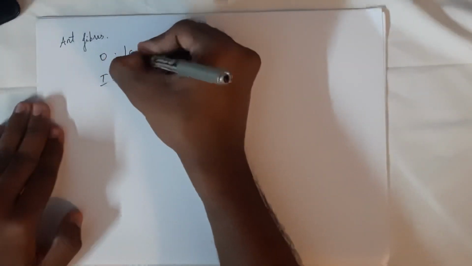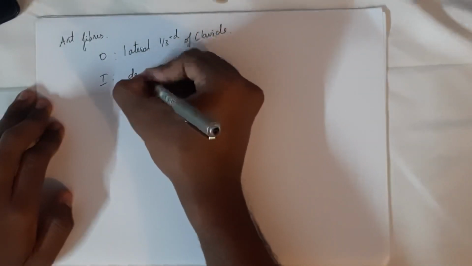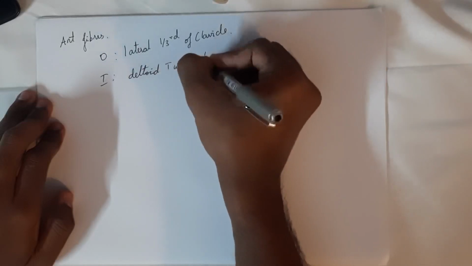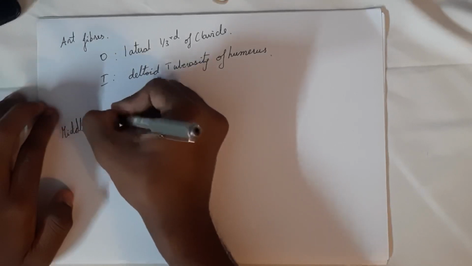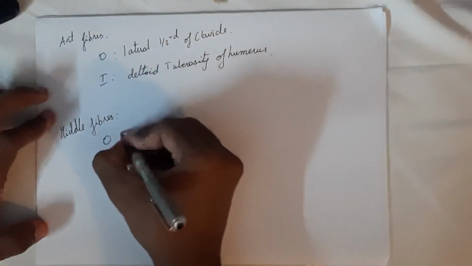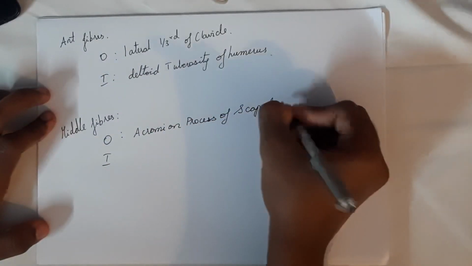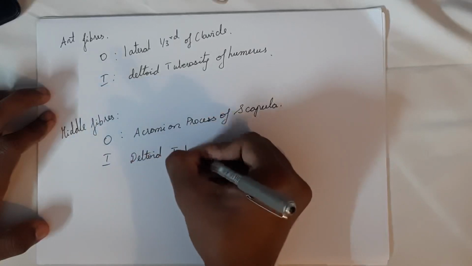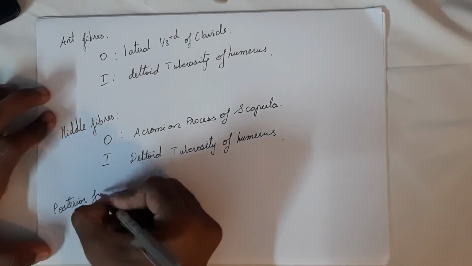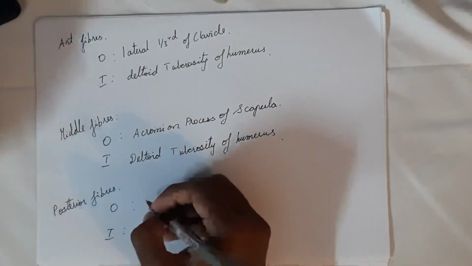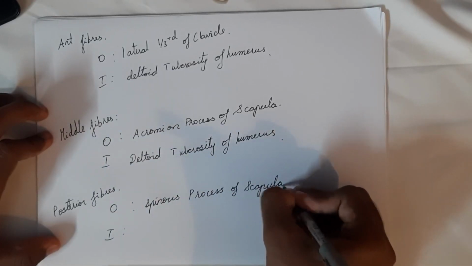Anterior fibers. Origin is from the lateral 1/3 of clavicle. And insertion is into the deltoid tuberosity of humerus. And then on to the middle fibers or acromial fibers, whose origin is from acromion process of scapula, and hence the name acromial fibers. And insertion is into the common insertion, that is the deltoid tuberosity of the humerus. And posterior fibers. Origin, spinous process of scapula, and insertion, deltoid tuberosity of the humerus.